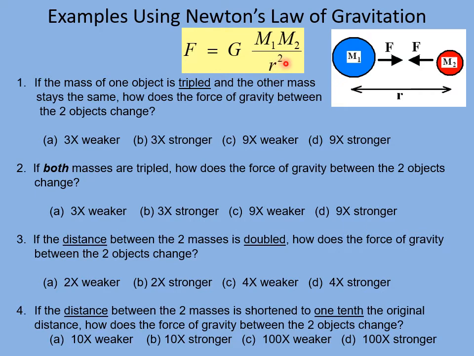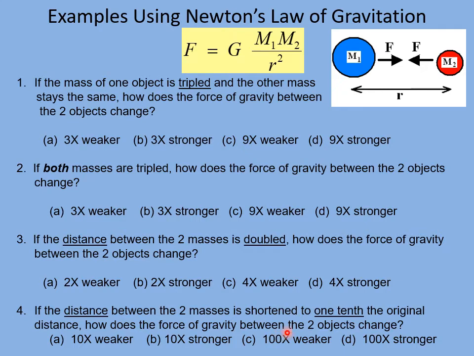But remember the fact that the distance is squared. We have r squared down here in the bottom. So the correct answer is 4 times weaker because 2 squared gives us a factor of 4. The last question here is, if the distance between the two masses is shortened to 1/10 the original distance, how does the force of gravity between the two objects change? So go ahead and think about this one.